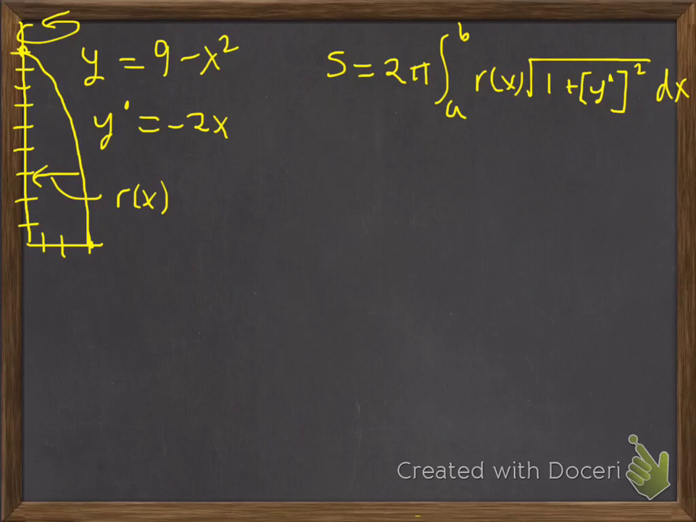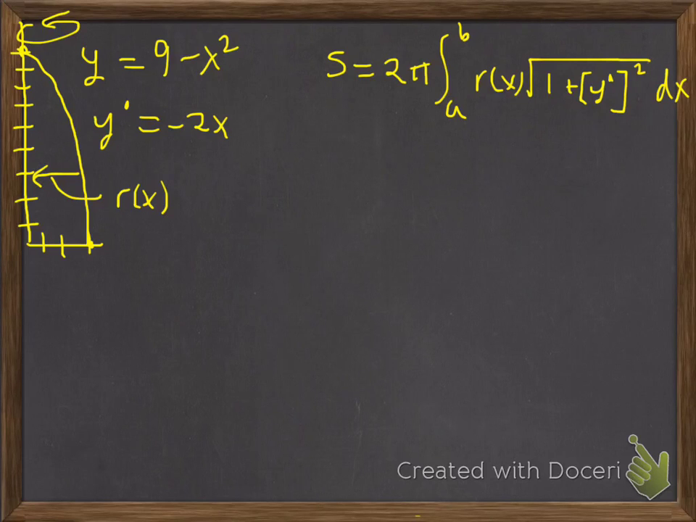This one's going to be a little bit different here. The radius here is going to be the distance from the axis of revolution to the graph. So in many cases it's just the function y. In this case, it's just going to be x.